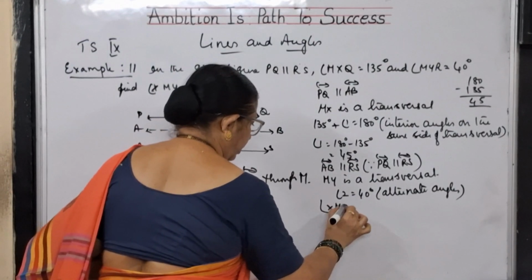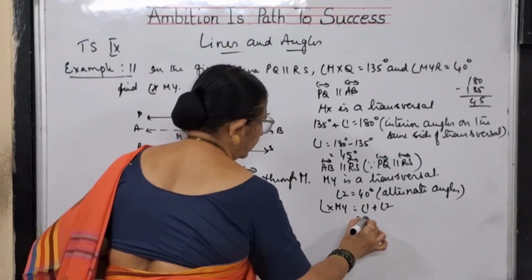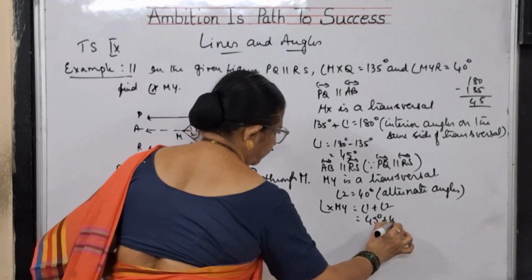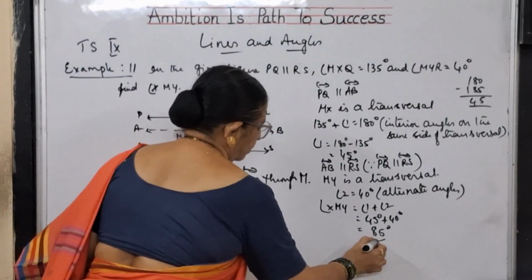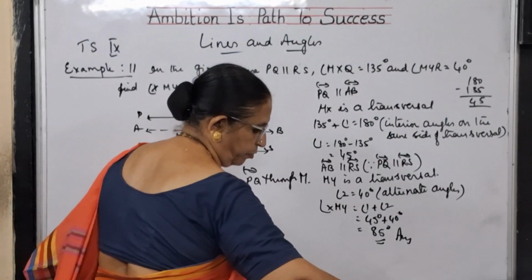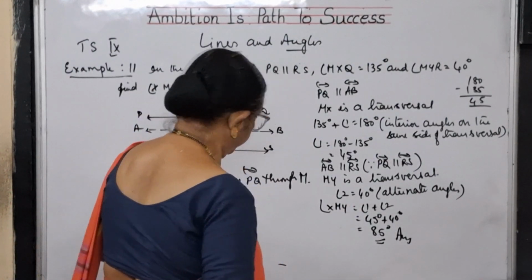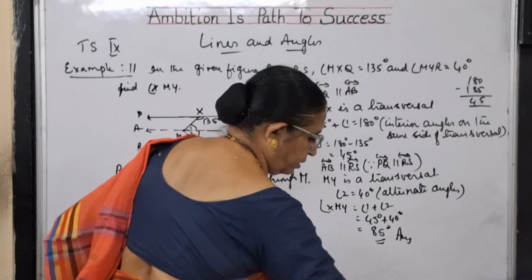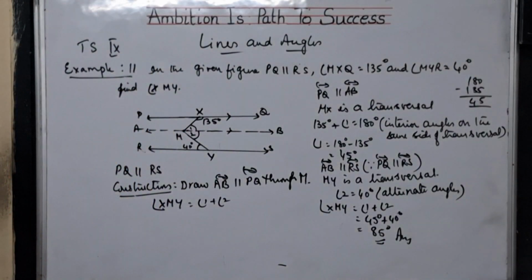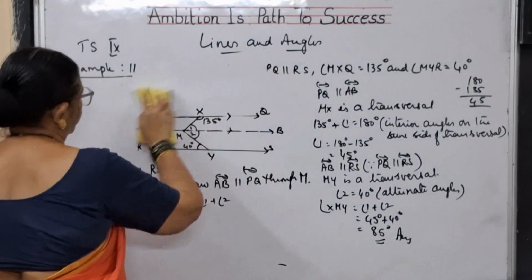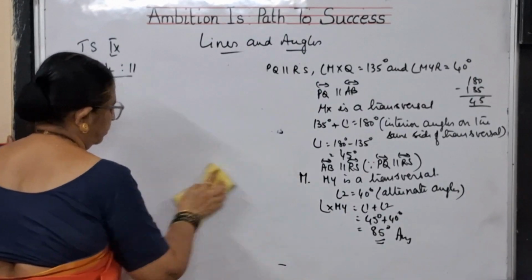Angle XMY is equal to angle 1 plus angle 2. Angle 1 is 45 degrees plus 40 degrees. How much you are getting? 85 degrees. So, this is the answer. Angle XMY is equal to 85 degrees is the answer. Please copy it. Then example 12.